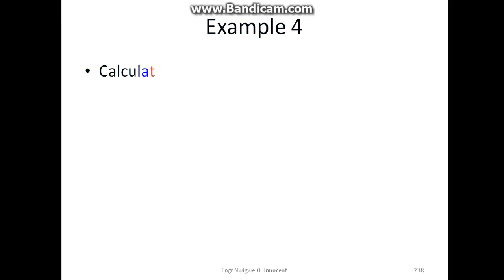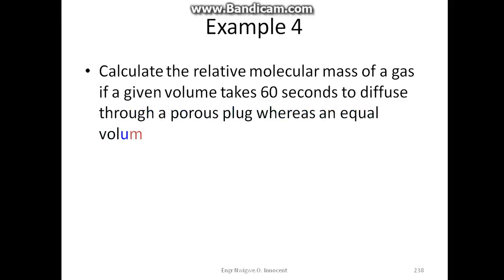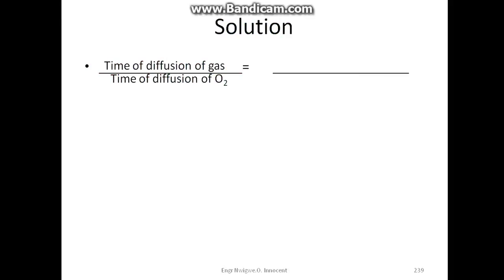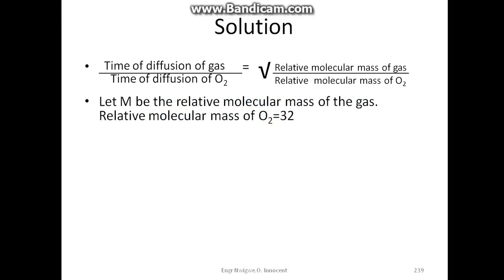Example 4. Calculate the relative molar mass of a gas if a given volume takes 60 seconds to diffuse through a porous plug, whereas an equal volume of oxygen takes 80 seconds. Solution: rate of diffusion equals volume diffused over time taken. Therefore, rate of diffusion of gas A equals 60 over 8 cm³ per second, which is equal to 7.5 cm³ per second.